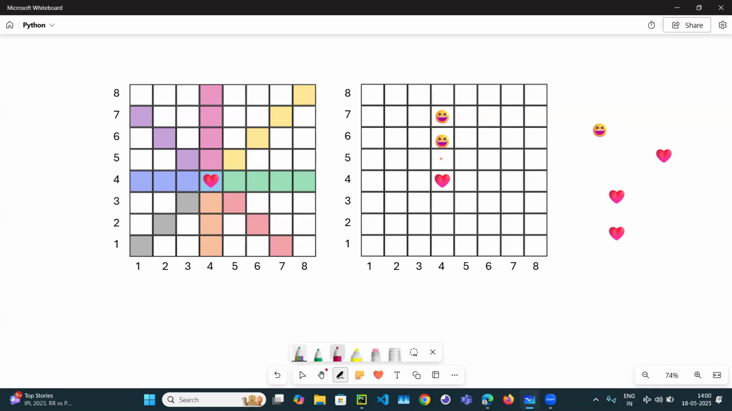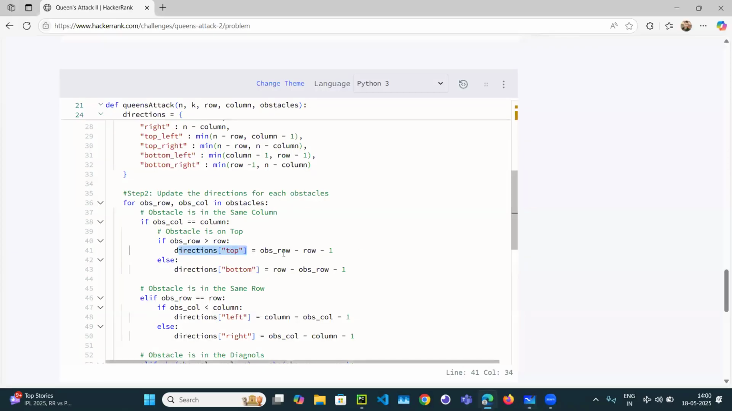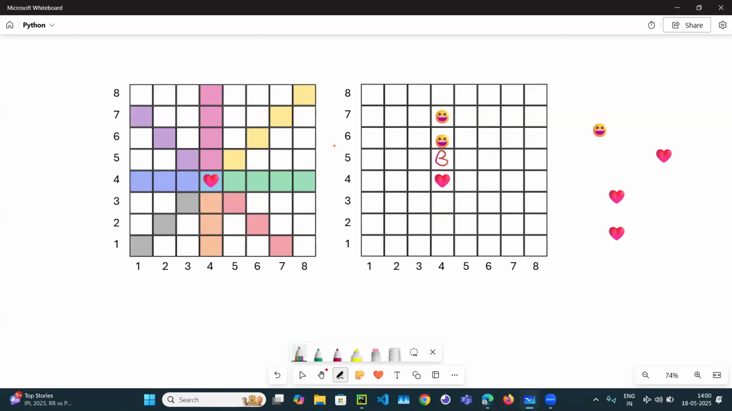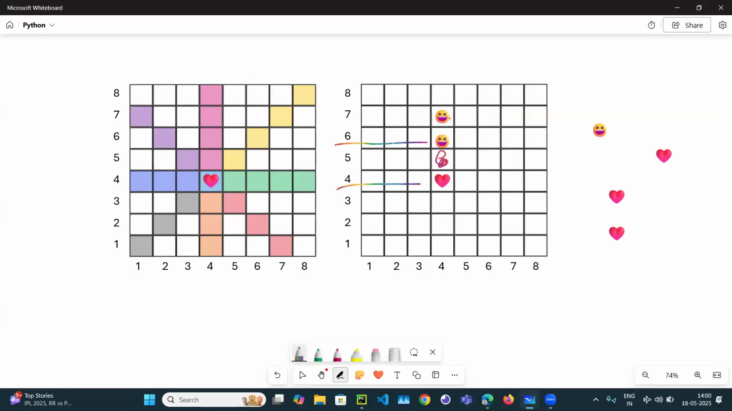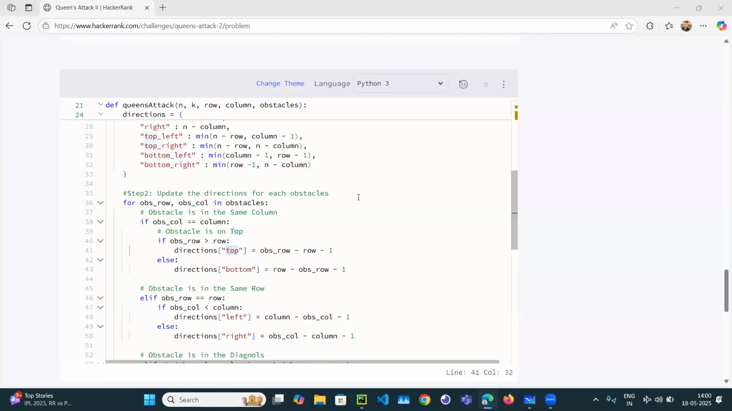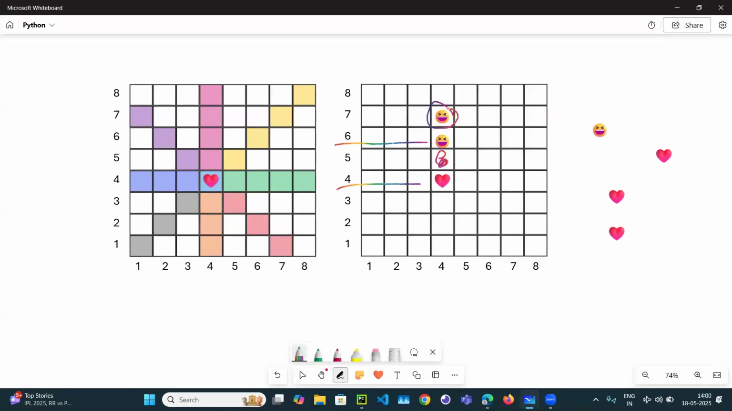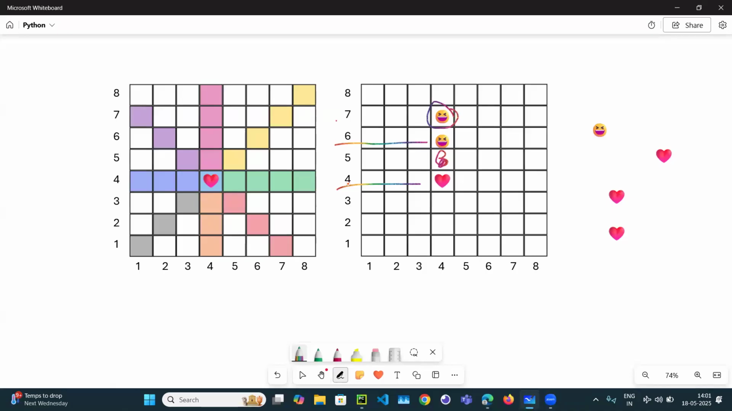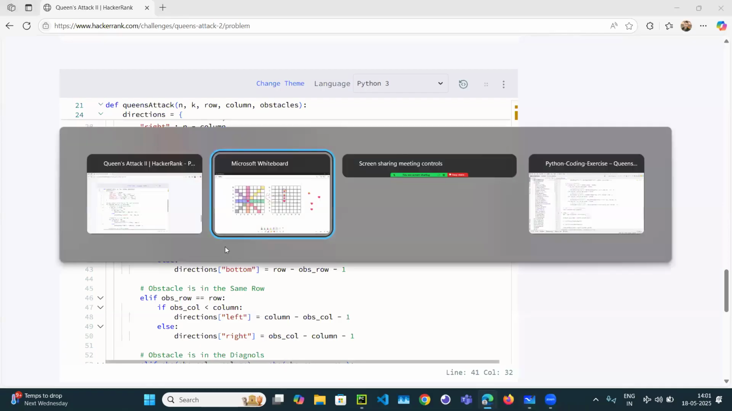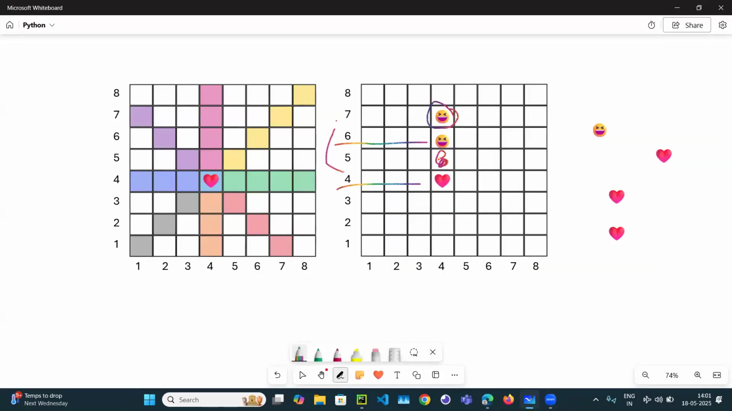You updated this variable with 1. How did you update it with 1? Because you found the obstacle row. What is the obstacle row? 6, and 6 minus 4 is 2, and then minus 1. You already updated this variable, right? But because you are checking all the obstacles, now you find this other obstacle, and for this obstacle you are again updating the top variable. So 7 minus 4 is 3 and minus 1 is 2. So now you are updating with 2, which is wrong, right? Because it should be 1.